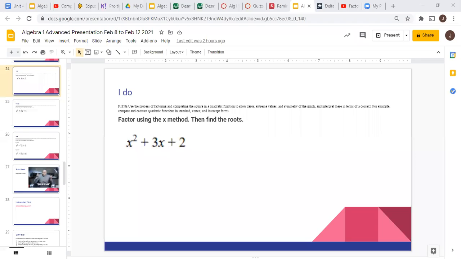In particular, when your a is equal to 1. Okay, so let's take a look at an example here. Okay, so here we have x squared plus 3x plus 2. So the method we're going to use is the x method, and then we'll also find the roots all at the same time.